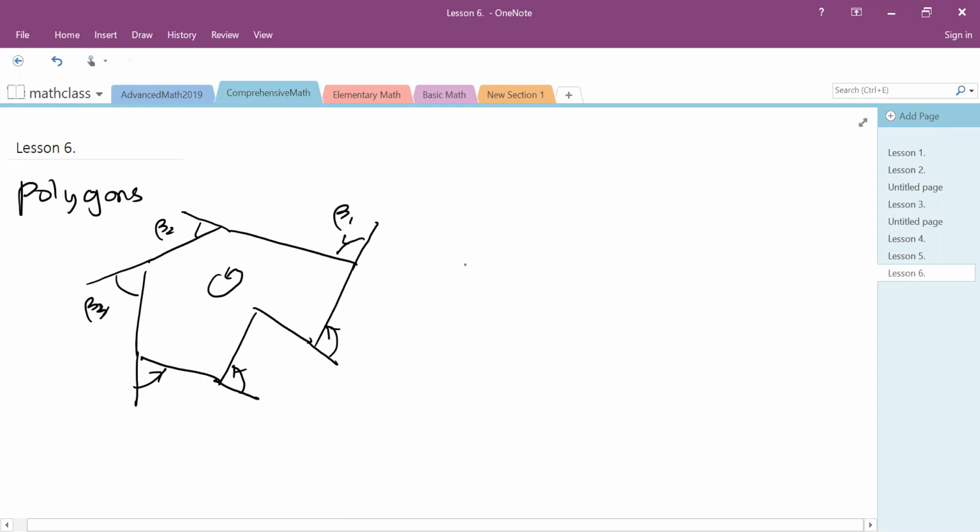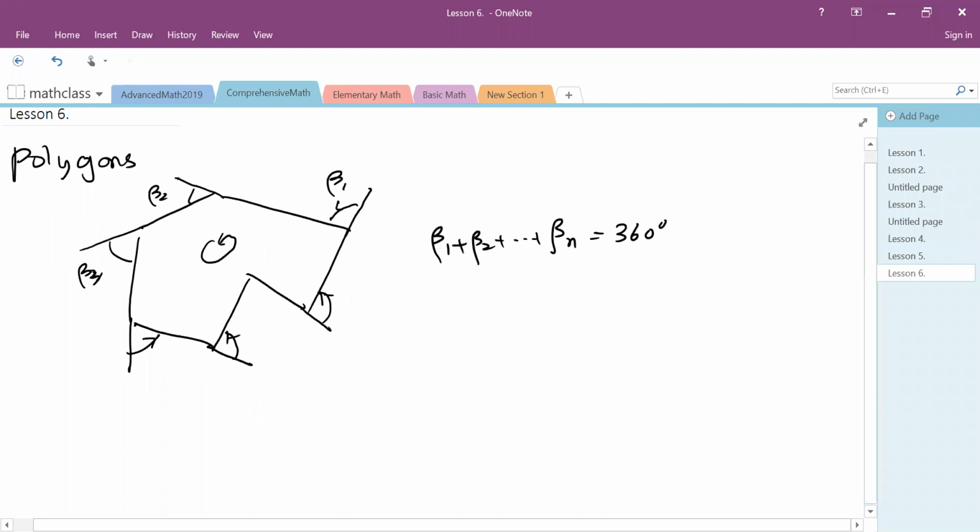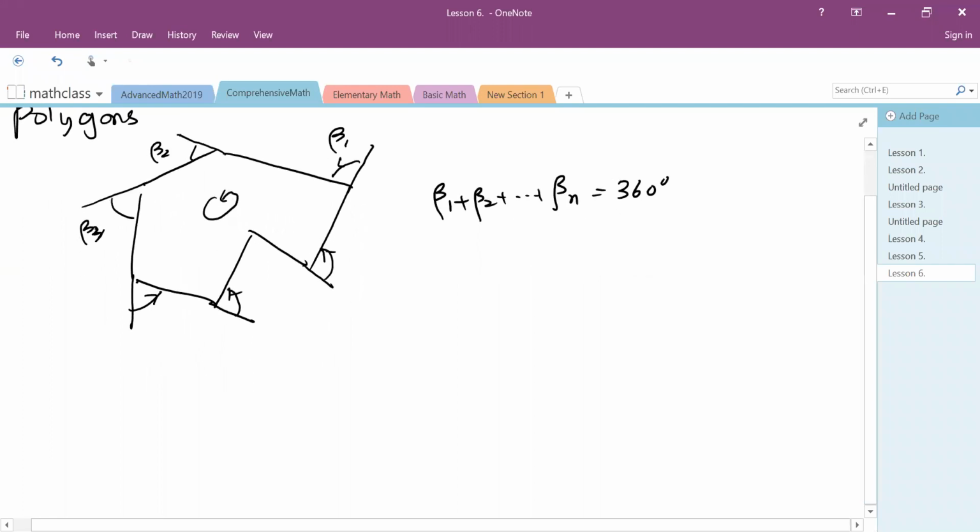And it's interesting to know that the sum of exterior angles is always going to be 360 degrees. It doesn't matter how many edges you have. But if you look at the interior angle, the interior angle will be different. The sum of interior angles is 180 degrees times n minus 2. So there's a difference between them.